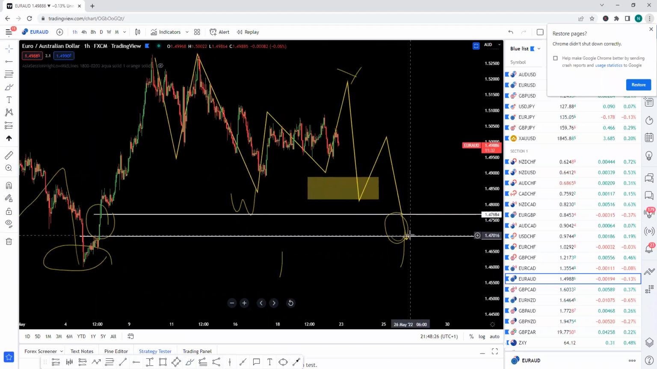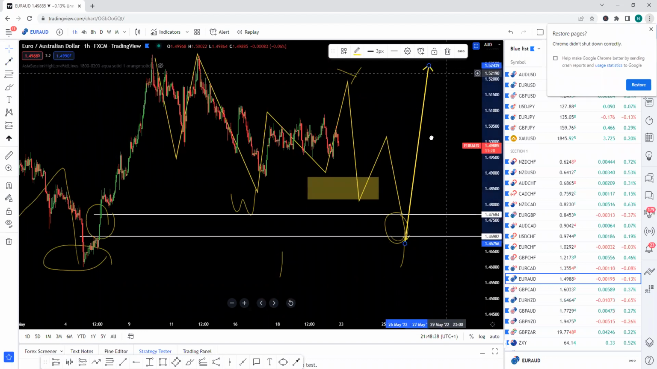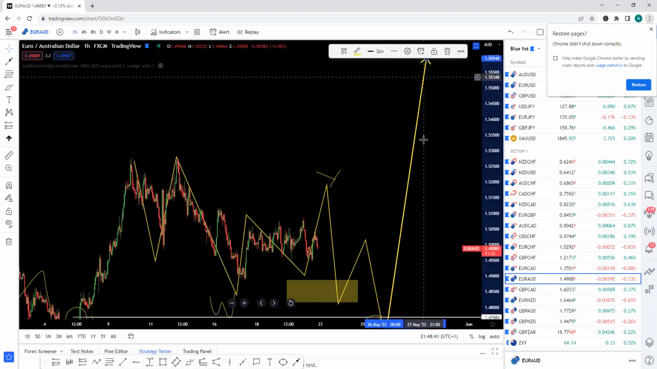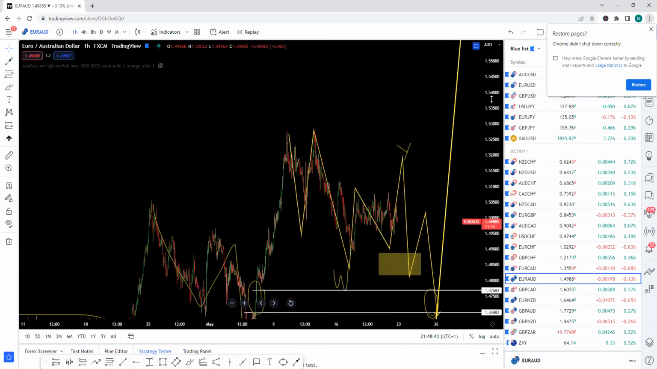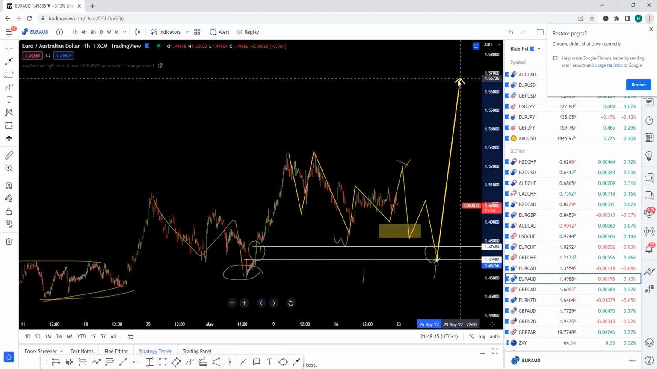Where is this guy? 1.4700. This will be the likely area where we are going to pick order for this pair to the upside to break 5500. That's going to be about 700 pips to the upside, guys. Pick order from here, make it here.